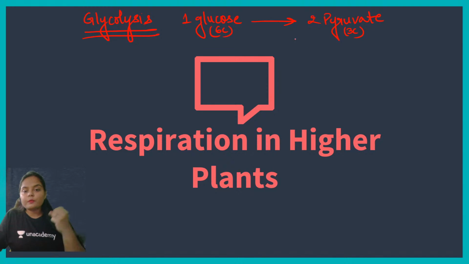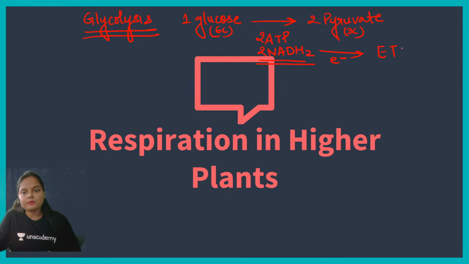right? And what were we getting? We were getting 2 ATP and 2 NADH2 molecules. Remember? Right? And I told you that these 2 NADH2 molecules will be transferring their electrons to the electron transport chain. And from there, the energy in the electrons will be converted into ATP. And one NADH2 is equivalent to how many ATP molecules? I told you it is equivalent to 3 ATP molecules. And since here 2 NADH2 molecules were produced, that means it is equivalent to 6 ATP molecules, right? So the net outcome of glycolysis was 2 plus 6, that was 8 ATP.